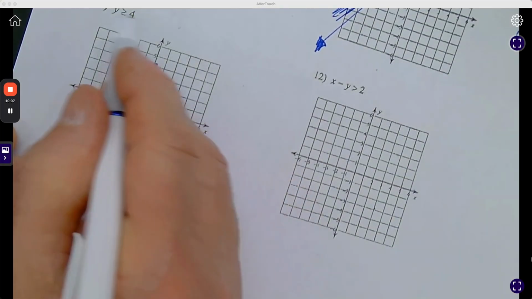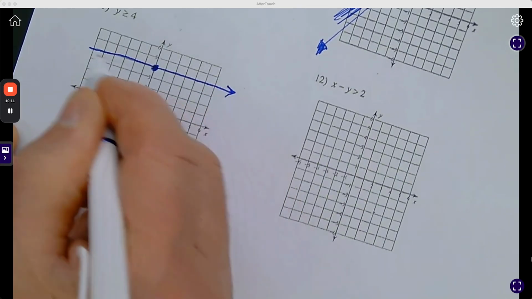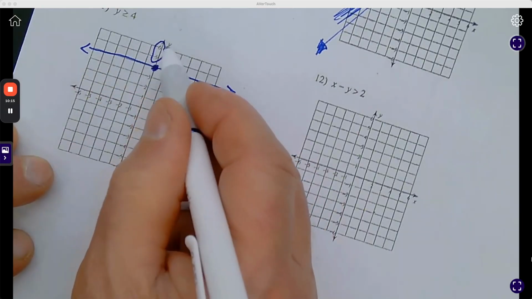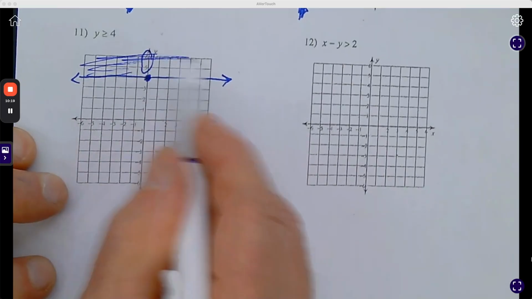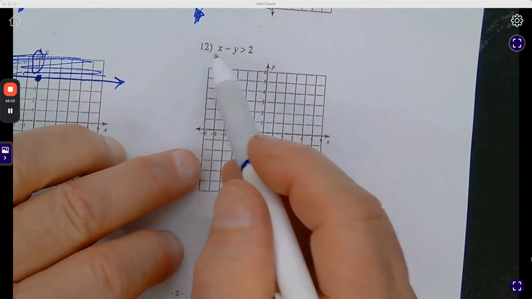Let's go where y is 4. There's an equal to underneath. So it's a solid line. Notice how its y is greater than 4. Those y values are greater than 4. So there it is. Okay, last one, standard form.